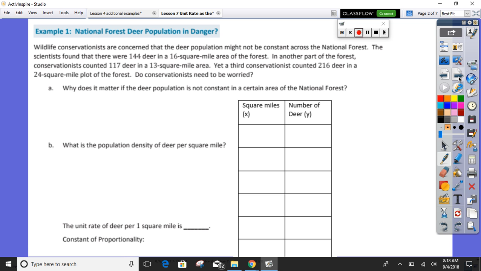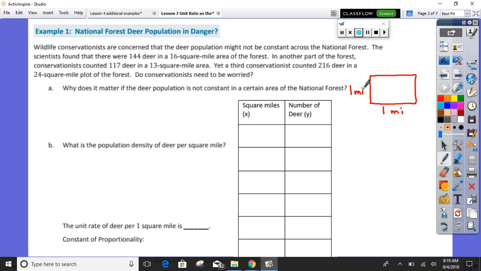Before we go any further with this, what is a square mile? It's pretty important that we know what a square mile is. Kate? It's 1 mile by 1 mile. Okay, so it's a square that would be 1 mile by 1 mile. So a square mile, let's just draw a small version of a square mile, is a square area of land that is 1 mile on either side.